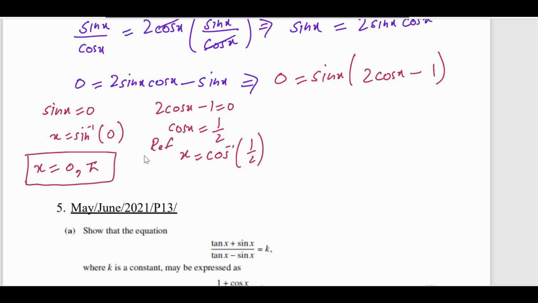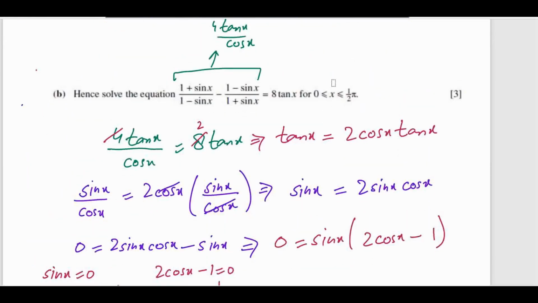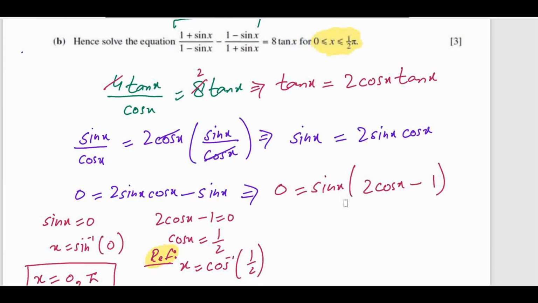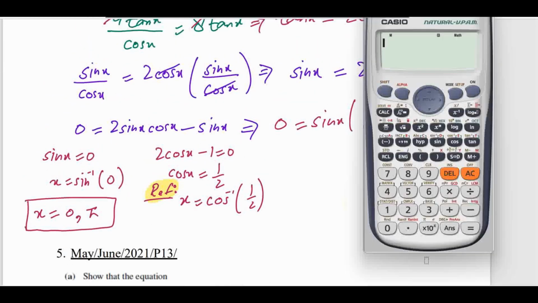Now from here we know that this will be the reference angle. This will be the reference angle. Let me highlight this one. So let's find out, and make sure that your calculator will be in the radian, because the range is in the radian. So please make sure that your calculator must be in the radian. So let's convert it. Let's use the calculator. It's already in the radian mode.